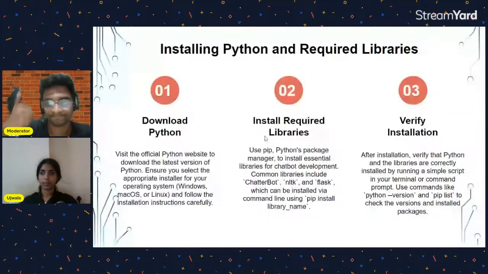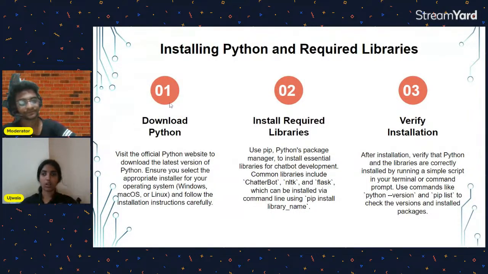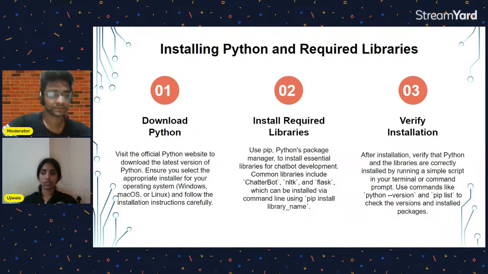So is it visible? Just a moment. Yeah, it's visible now. So download Python. You do not need to download Python if this is in Google Colab, but if it's VS Code, make sure it's there in your system, and then install the required libraries.